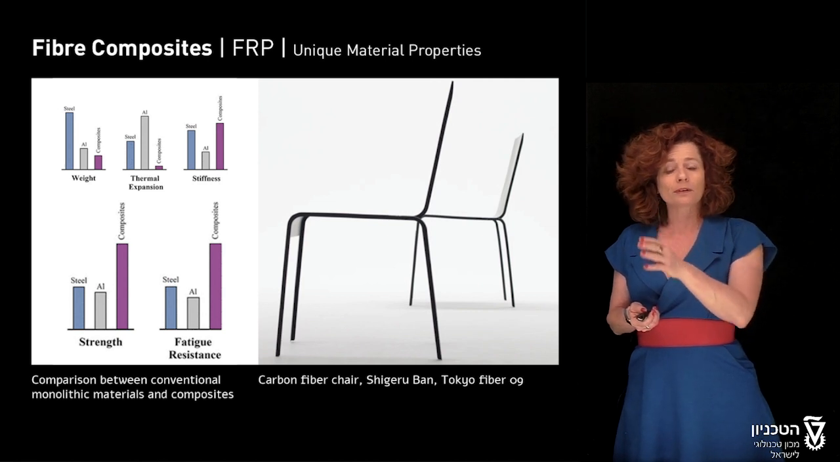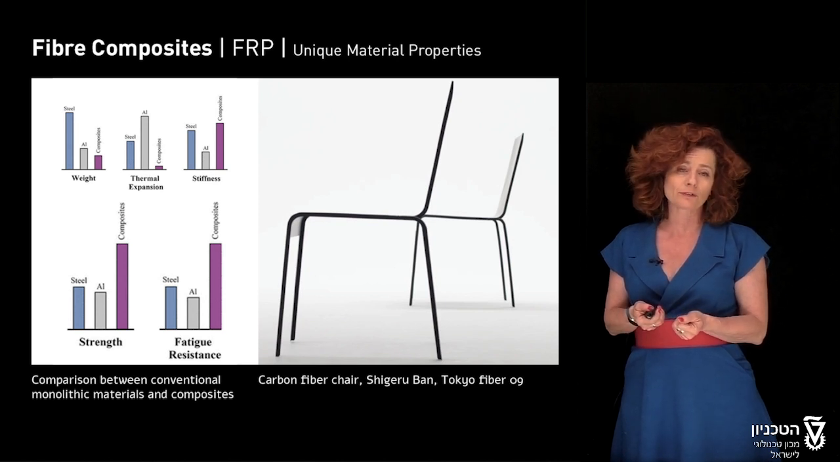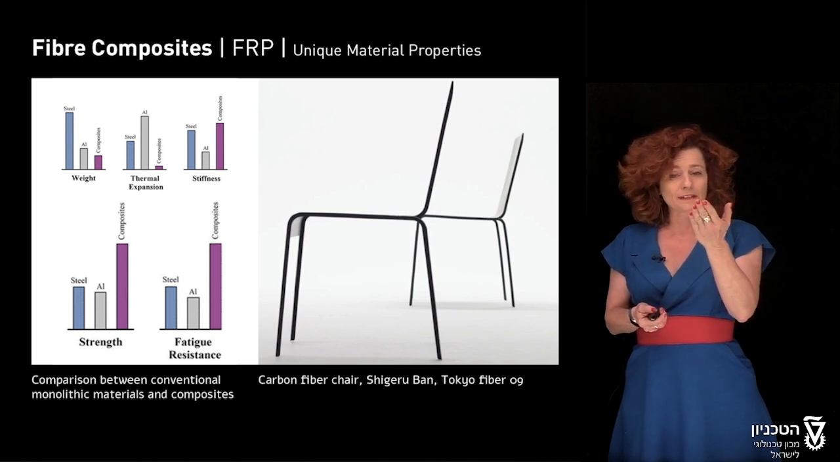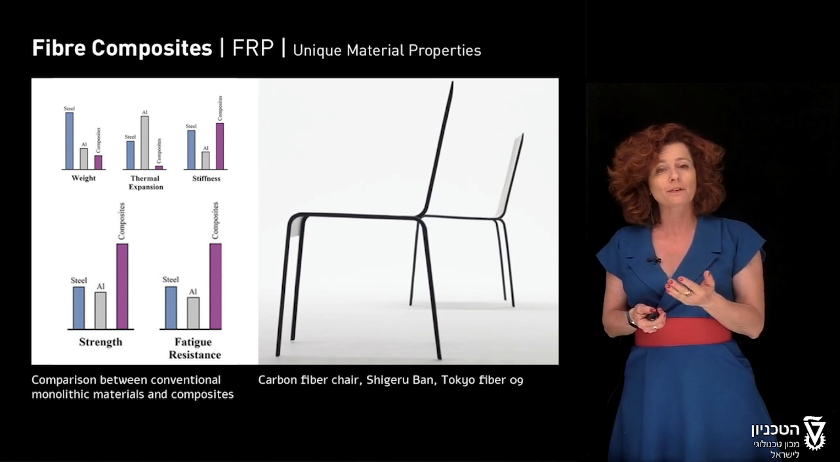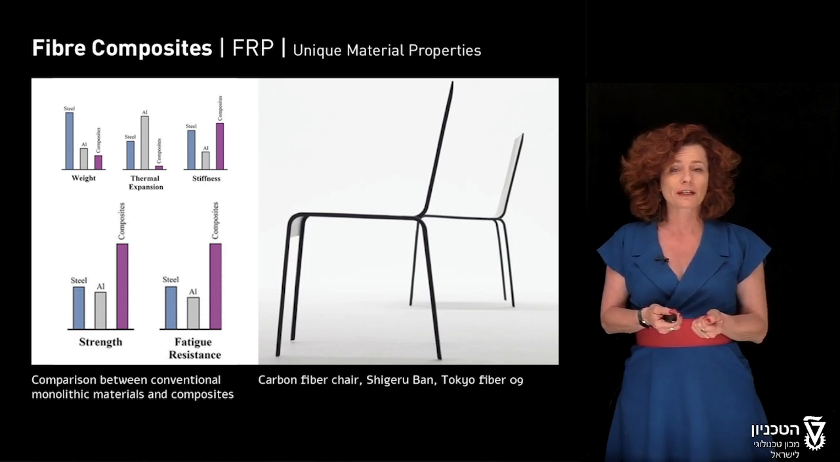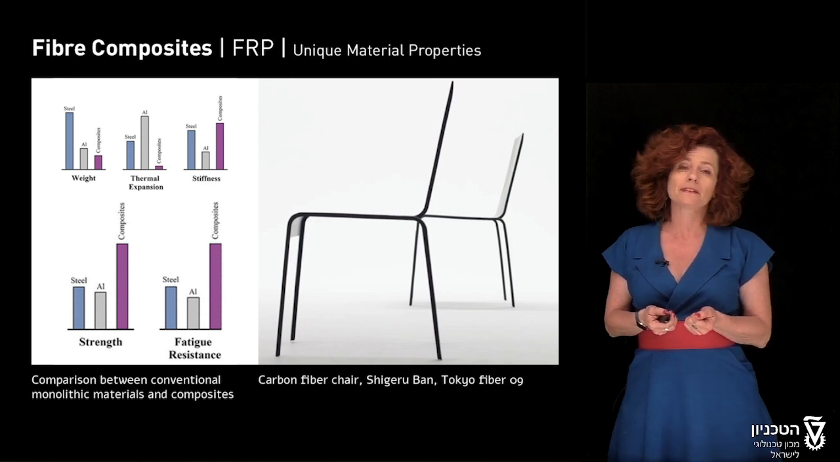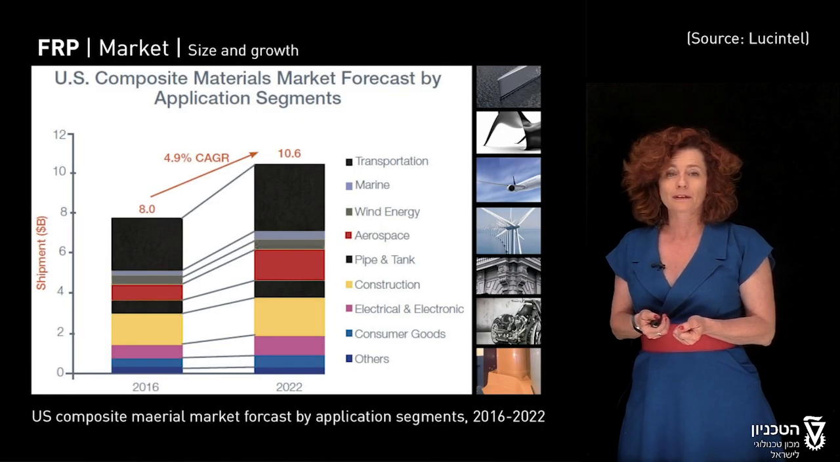So this and more actually make these composite materials, fiber composites, highly attractive to architecture and design. As we see here, maybe the best example of stiffness and strength. You see this diagram of a chair of Shigeru Ban, which is actually a carbon fiber chair, thanks to the unique properties of the composite material.